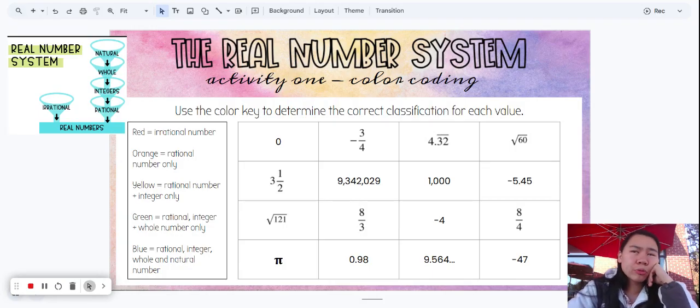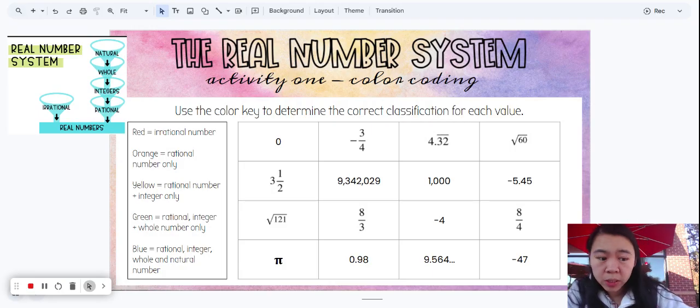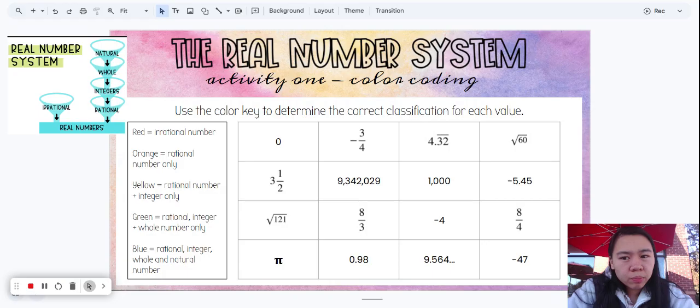Something like 3.5. It ends. Or like a third, it repeats, but that's okay too. So it's going to be repeating decimals. 0.333333 repeats, but there's a pattern to it. Or 0.12121212, it repeats, but there's a pattern. Decimals that end, and proper fractions. Okay? All right.